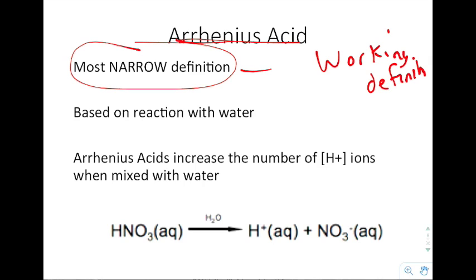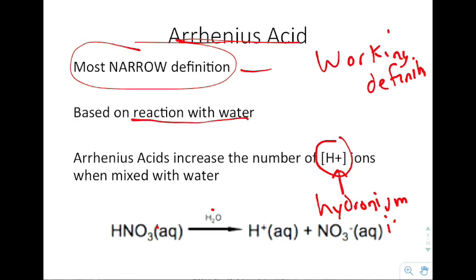It's the most specific definition, and it is based on the reaction with water. Basically, you have to take something and add water to it, and then it has to dissociate in that water. So Arrhenius acids will increase the number of what are called hydronium ions in water. You can think of them as protons, but they're hydronium ions in water.